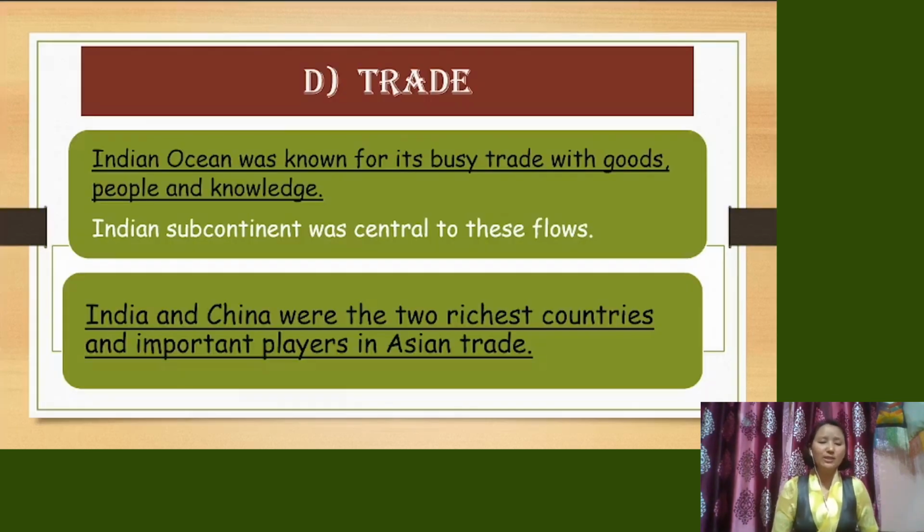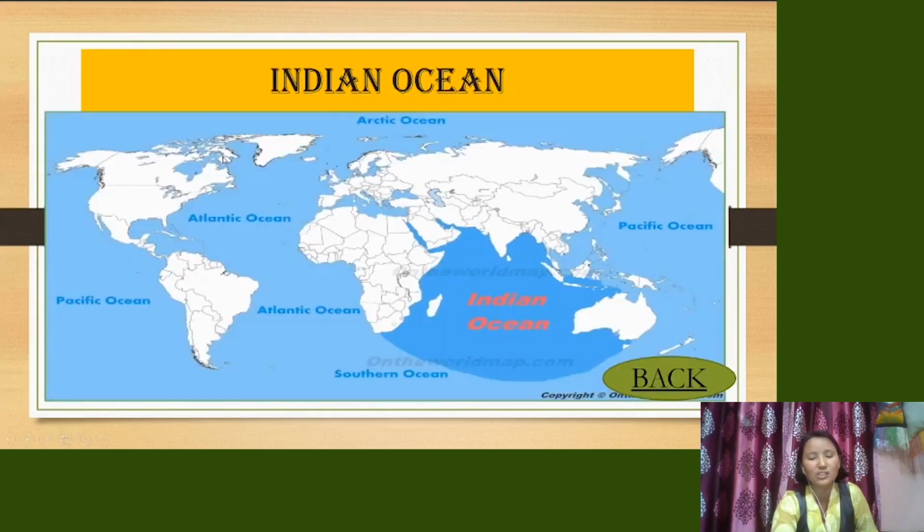Let's talk about trading in the ancient period. In the ancient or pre-modern world, the main center of trading was the Indian Ocean. The Indian Ocean was very popular for its busy trade in terms of goods, in terms of people, and in terms of knowledge. So the Indian Ocean was the main trading center in the pre-modern period. Since the Indian Ocean lies to the south of India, India is the main center of all this flow: the flow of goods, flow of knowledge, and flow of people. All these take place through India.